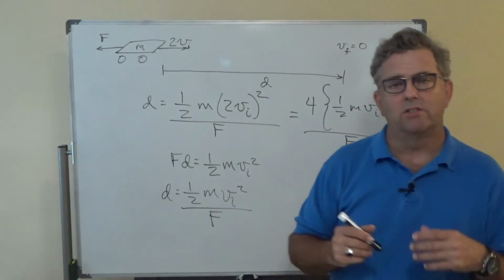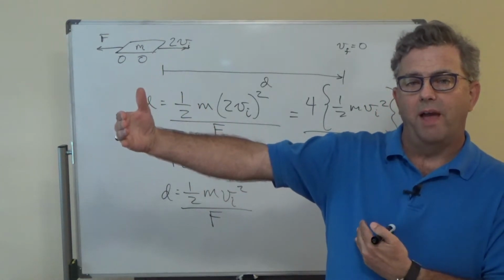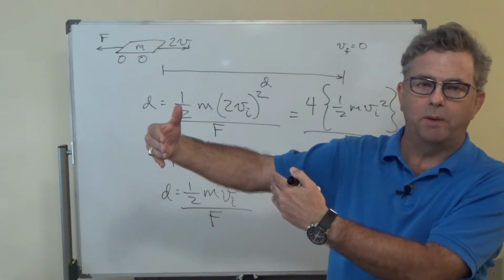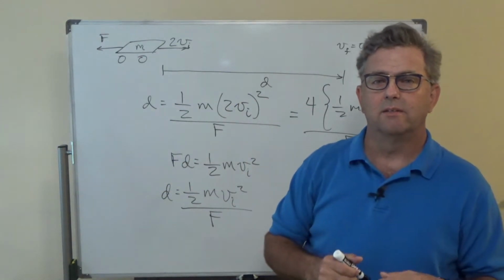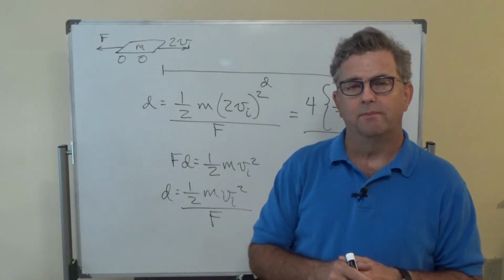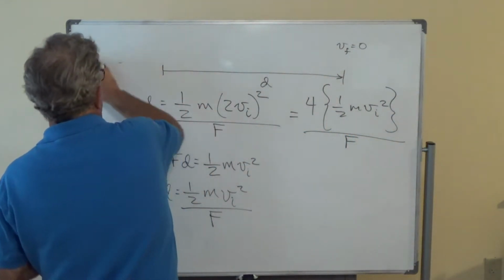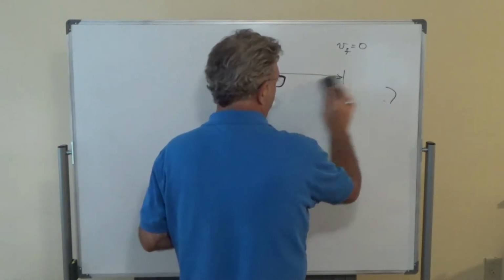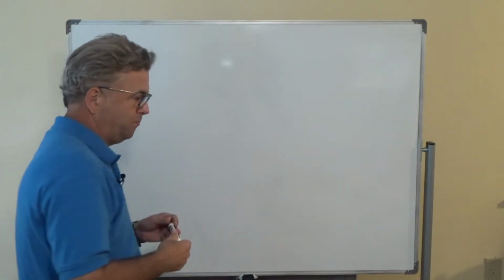This is why it is so dangerous when you're driving at high speeds. When you follow someone closely at a high speed, that's a lot more dangerous than following someone closely at a lower speed. Takes a lot more distance to stop. All right. So that's one example of the relationship between force and work and kinetic energy.